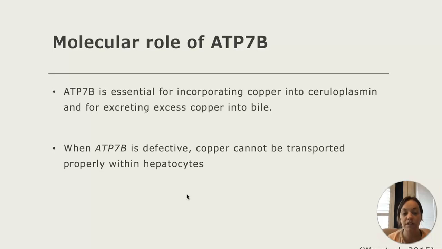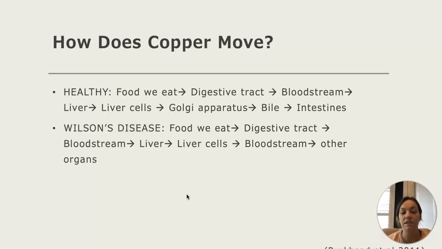Once copper is incorporated into the ceruloplasmin, ATP7B helps direct excess copper into our vesicles. Once in these vesicles, they transport excess copper to bile to send to the intestines and leave the body through feces. In Wilson's disease, here's a little example. So we have healthy food we eat. It goes to digestion, the digestive tract, and then the bloodstream, and then our liver cells, and then to the Golgi apparatus, then bile to the intestines.